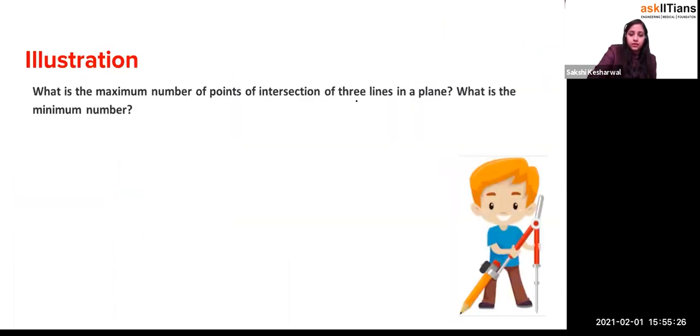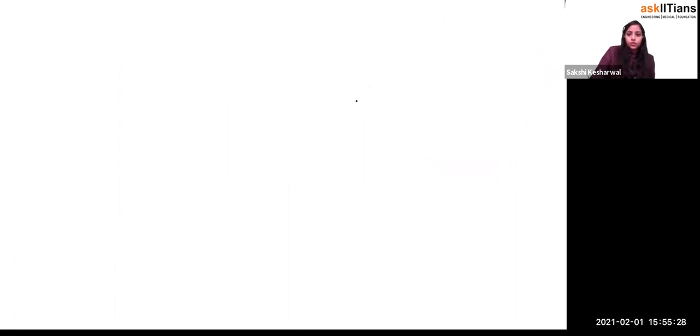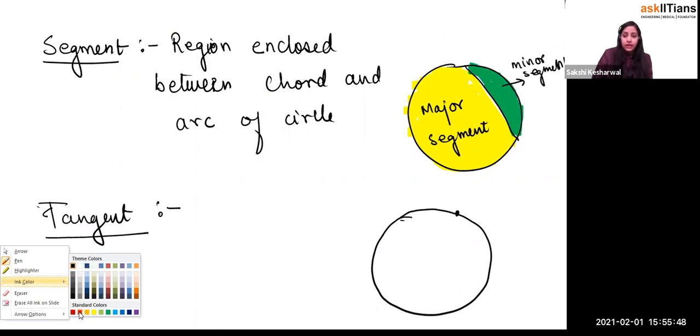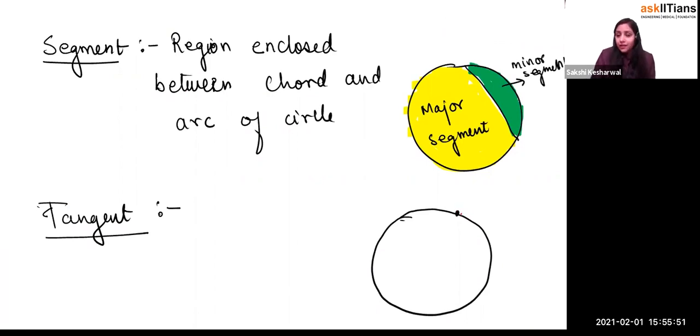So what is a tangent basically? If you take a circle, can I say that a circle has infinite numbers of points? Yes or no? So you just take one single point of it. I'm making a big figure so that you understand well. A tangent is a line which passes through a single point on the circle, right?